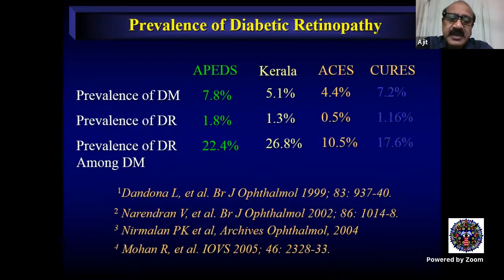And there are several studies, especially in the south, majority of them are in the south. They estimated that the prevalence of diabetes in the population is almost 4 to 8%. And the diabetic retinopathy among diabetics is a very low percentage here. It's like 10% to 22%.